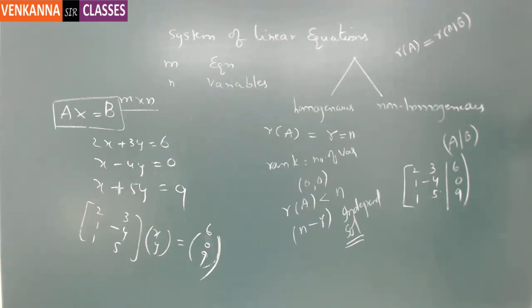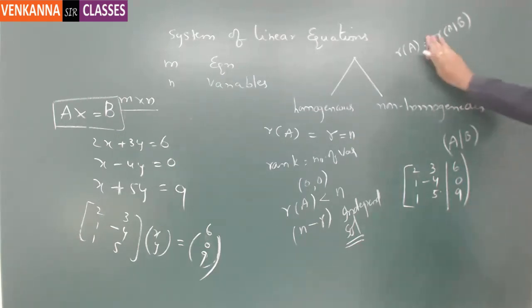So a system which will possess a solution, we call it a consistent system. So whenever rank of A is equal to rank of A|B, we call it a consistent system and it will possess a solution. If it is not equal, then the system is inconsistent, it has no solution, right?